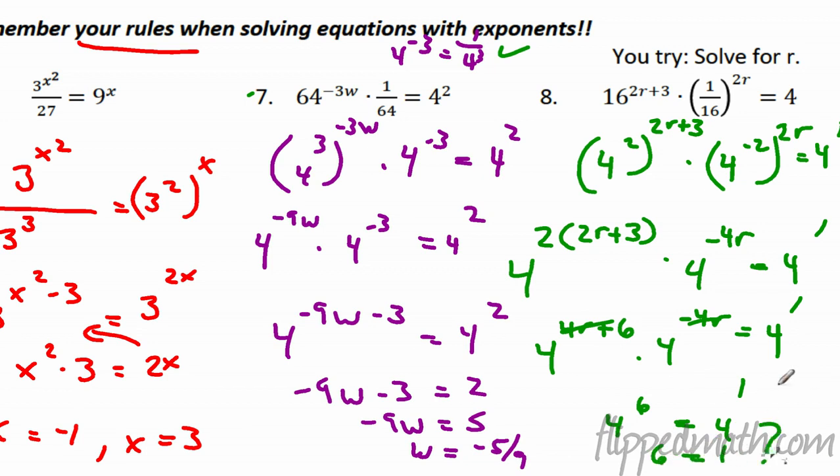Say, what? No solution. Kelly did it again. Truly! Every time I give you one to do by yourself, it's no solution. Why would that be? But that's basically how you go about that problem. 4 to the 6th will never equal 4 to the 1st. It's no solution there. All the variables dropped away.